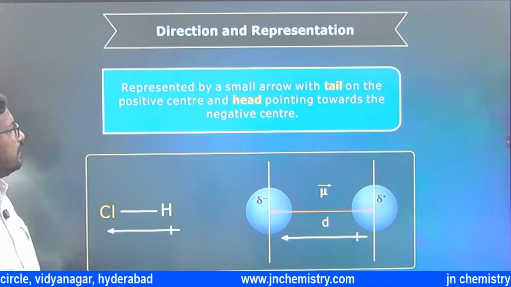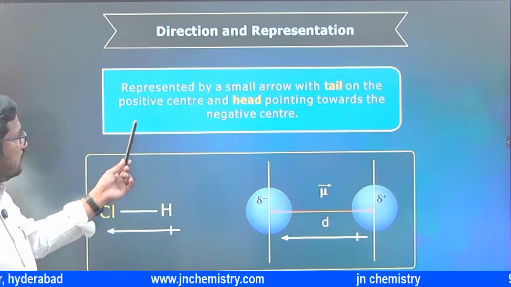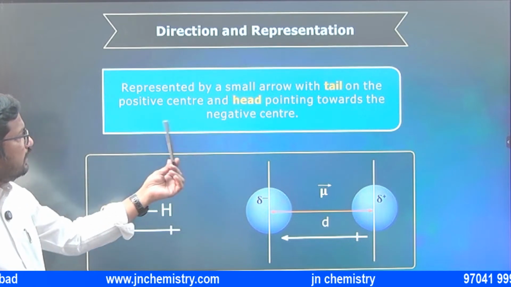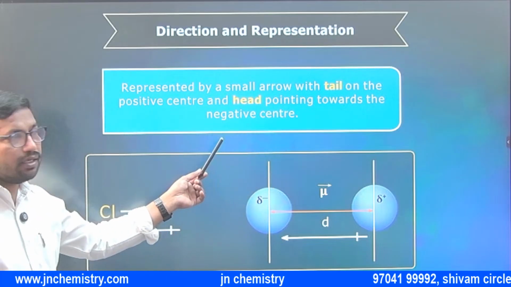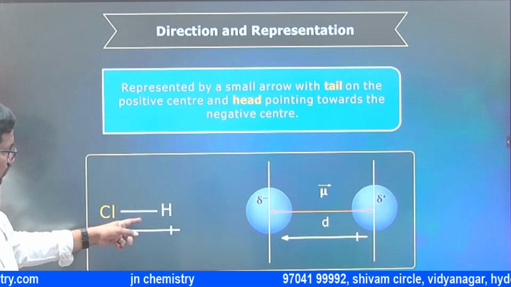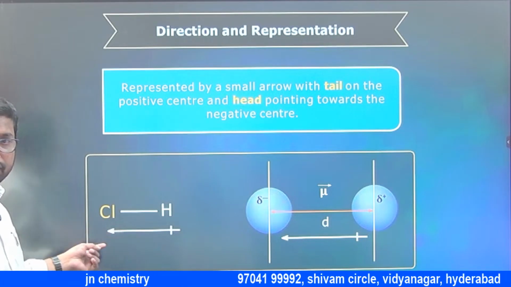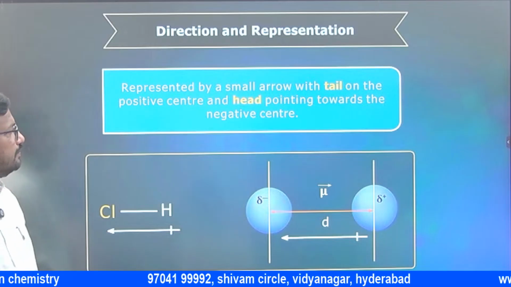Right, direction and representation. It is represented by a small arrow, with the tail and head pointing towards the more electronegative center. So at this point, chlorine is more electronegative, so the arrow points like this. This is the tail, this is the head.